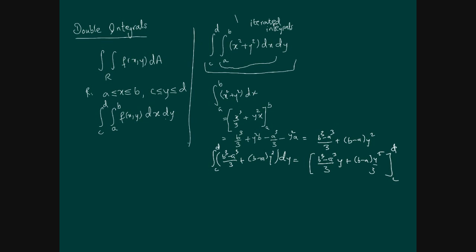And you substitute those values in, and what you end up with is the final result, which is (b cubed minus a cubed) over 3 into d. In fact, you can cut it short and say d minus c here, plus (b minus a) over 3 into (d cubed minus c cubed). So you end up with that result, and that's basically your final answer. So this is how we calculate the integral.